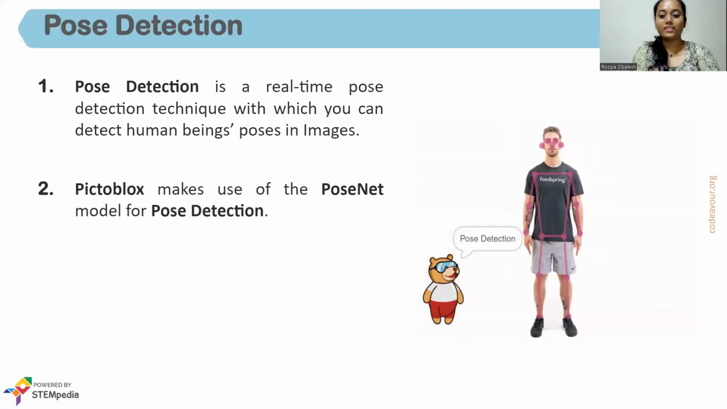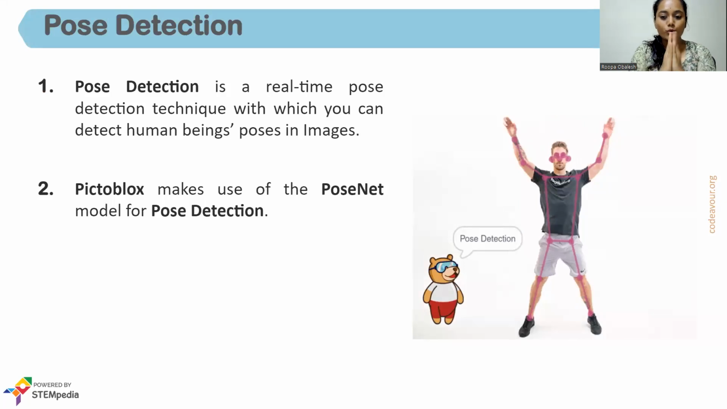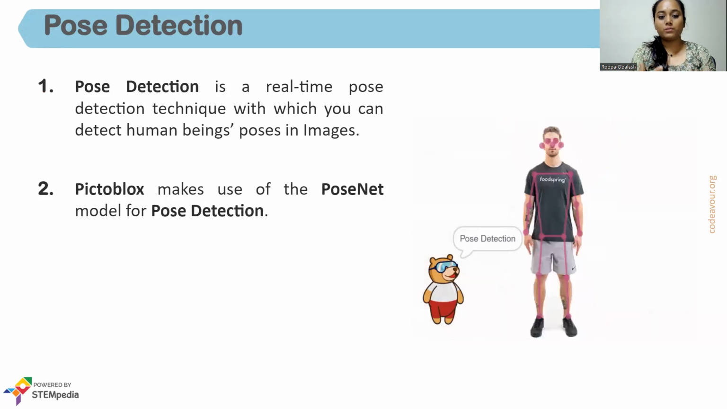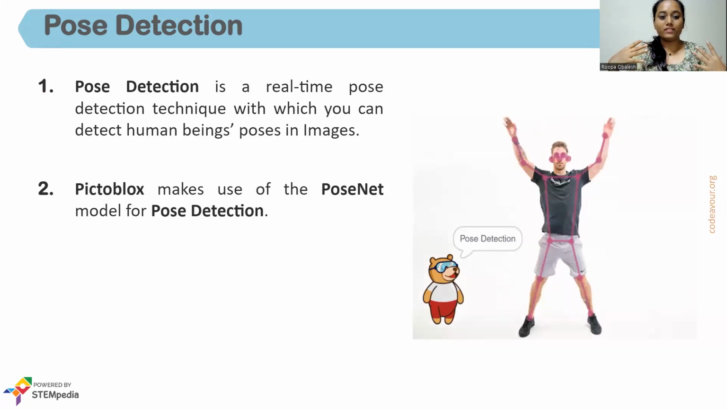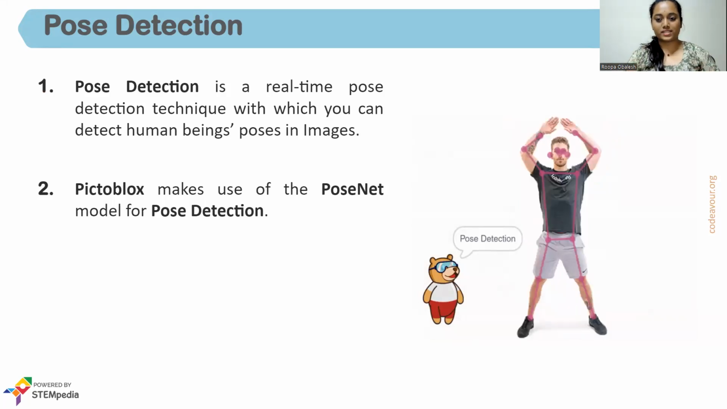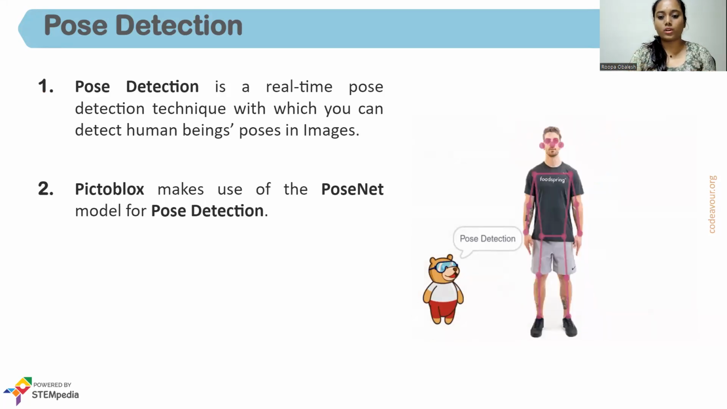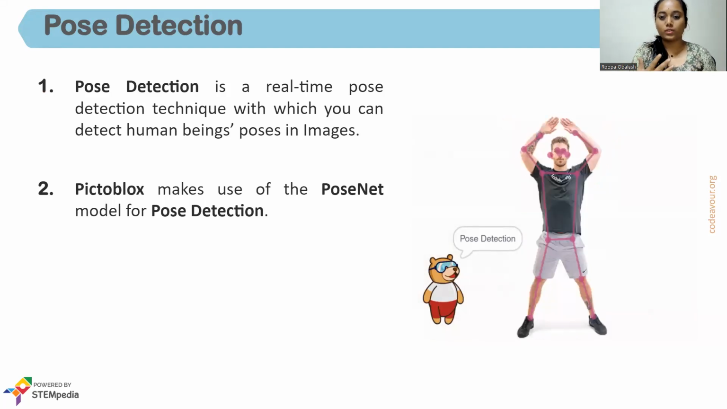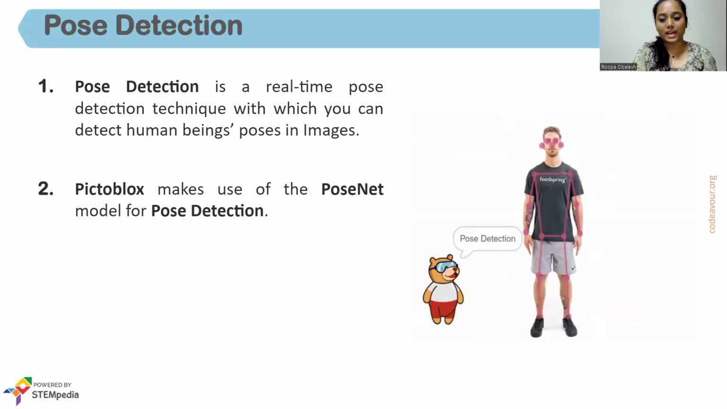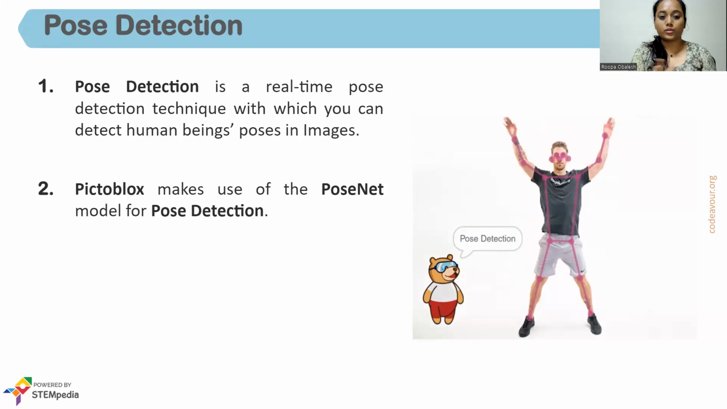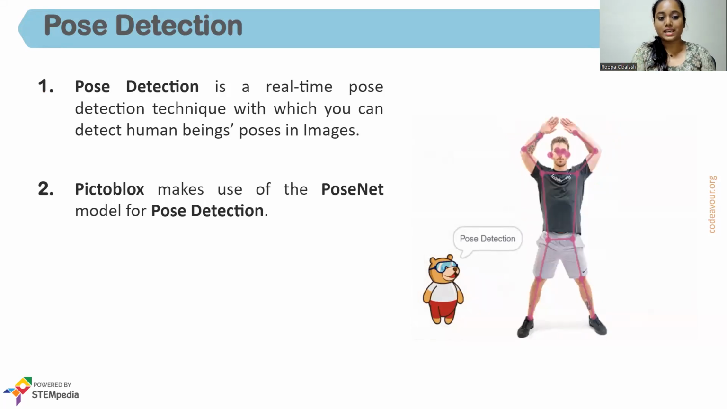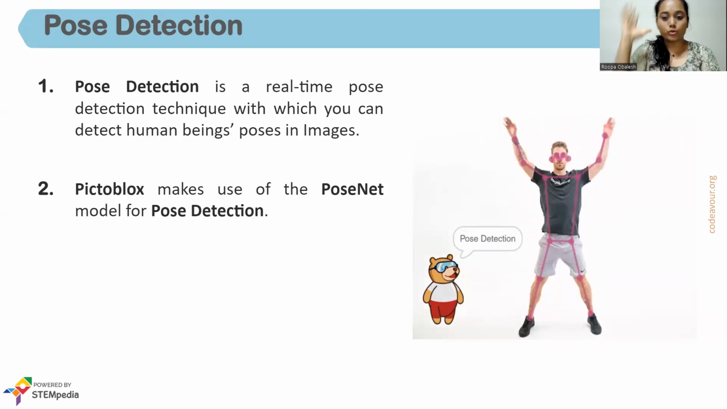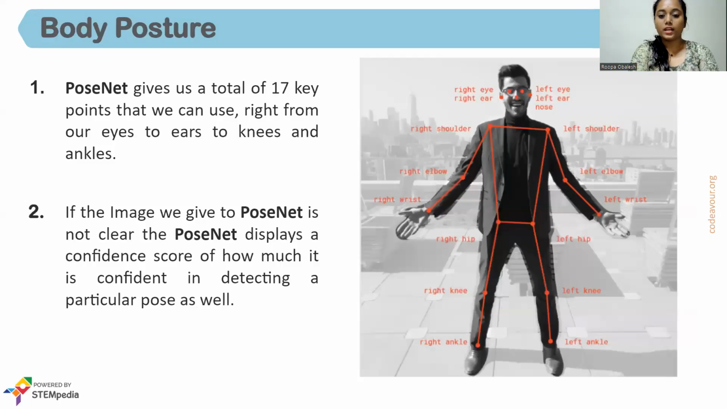Here let us understand pose detection. In pose detection, this real-time pose detection technique, which is used to detect human body parts, will be having a kind of points. We can also call them patterns. This kind of patterns will be used even in face detection. So even body detection and hand gestures, all will be having the points from where we will be detecting the poses. And PictoBlox makes use of the PoseNet model to detect the pose of that particular body.